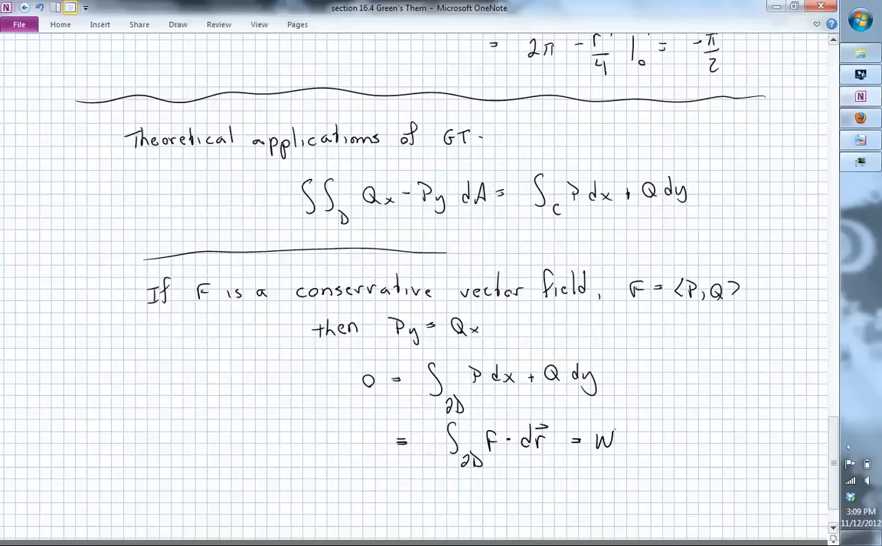Now, does that mean that every work integral is 0? What's special about Green's theorem and this work integral? It's a closed path, right? How do we know it's closed? It's the boundary of this nice bounded set, D. So that's a closed path. So here's a way of getting at this closed path thing.